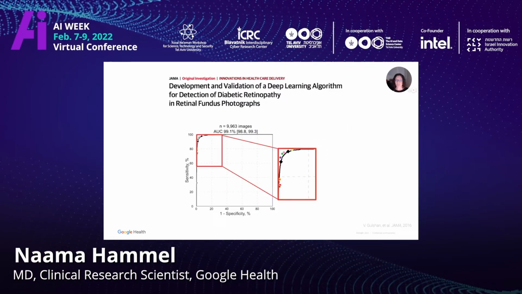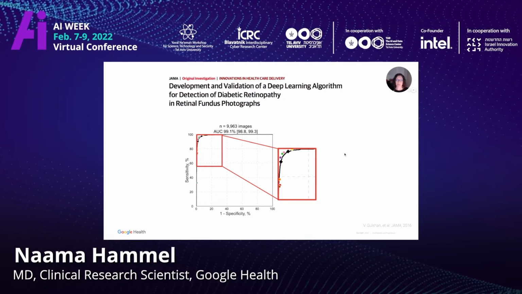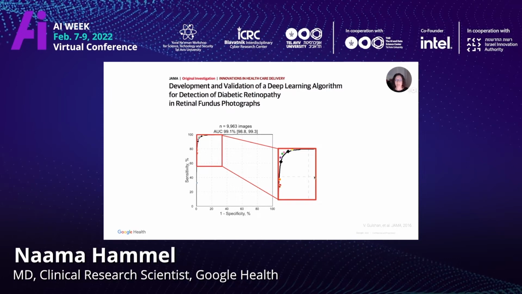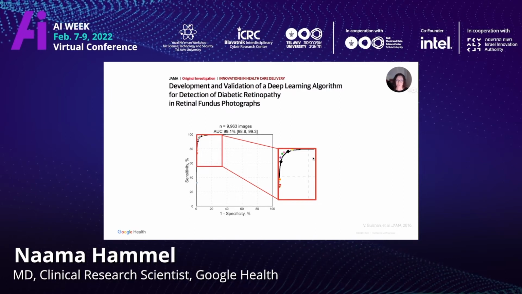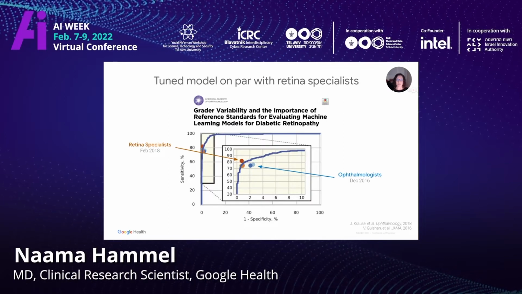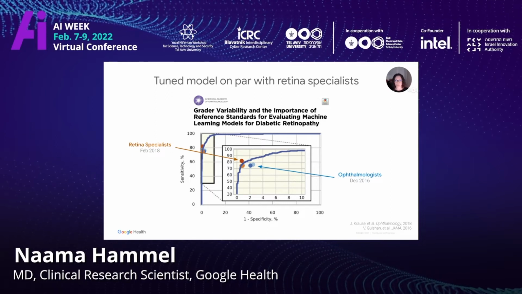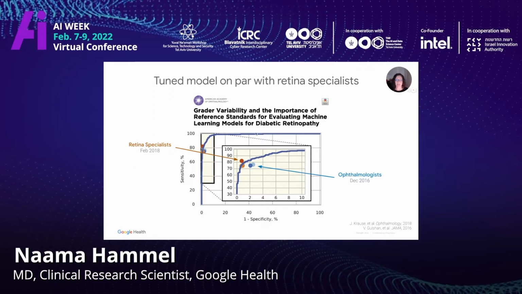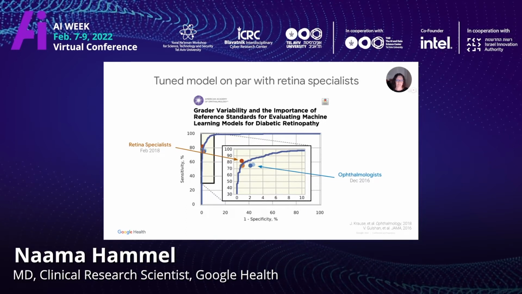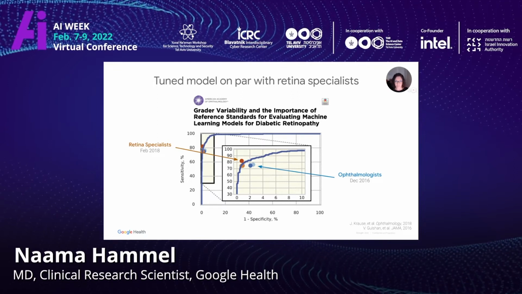That model actually turned out to be very, very accurate, and it was on par with the ophthalmologists that help with this, general ophthalmologists. So very, very accurate. In fact, with further tuning and some additional work, the model is actually now on par with retina specialists, who are the gold standard for detecting and diagnosing diabetic retinopathy. So we have a very accurate model that performs at the level of an eye specialist.